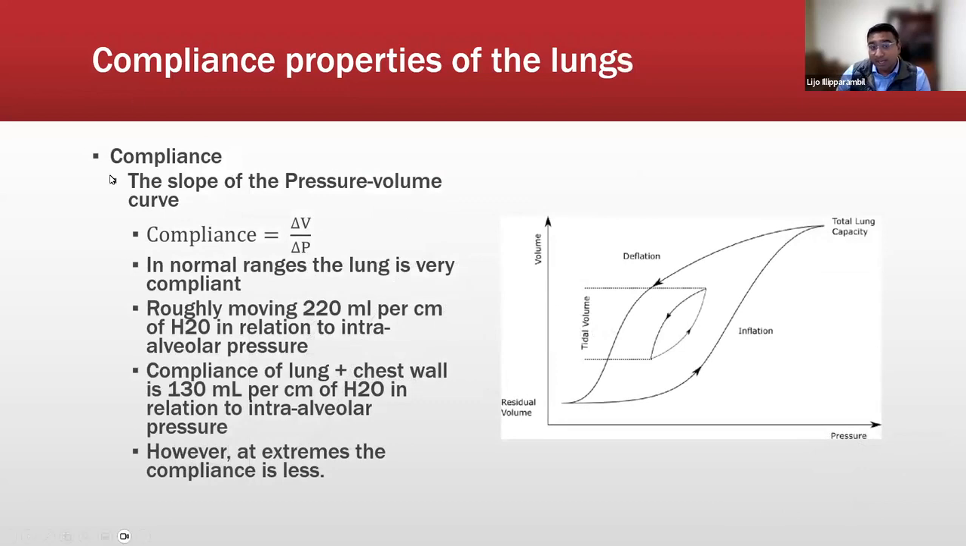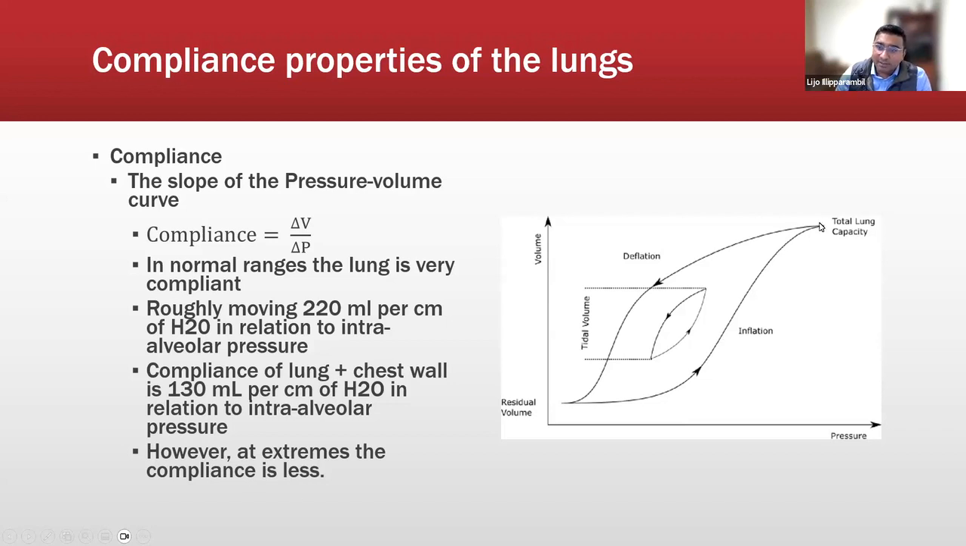We know that compliance of a lung is really the slope of the pressure volume curve. So compliance is equal to the change in volume per change in pressure. Now, normal ranges for the lungs are very compliant. If you're looking at intraalveolar pressure, the lungs move roughly 220 mLs of air per centimeter of H2O. So that means very quickly, you'll move a lot of air with minimal pressure changes. If you include the chest wall as well, it's about 130 mLs per centimeter of water pressure change.